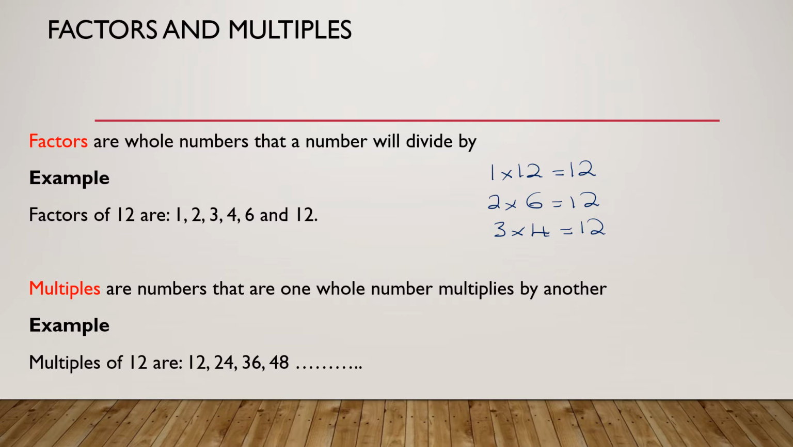Multiples are numbers that are one whole number multiplied by another. So examples, multiples of 12 will be 12, 24, 36, 48, etc. So multiples are basically the times table of that number.